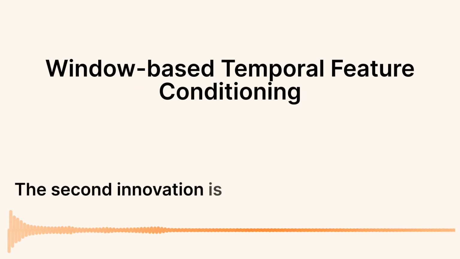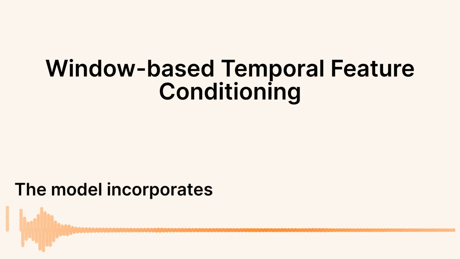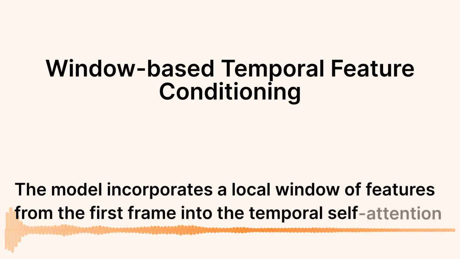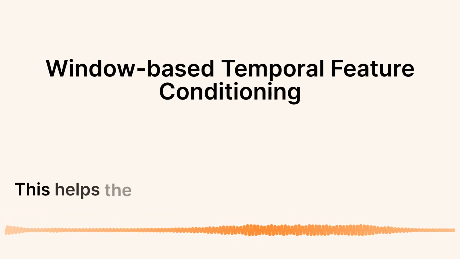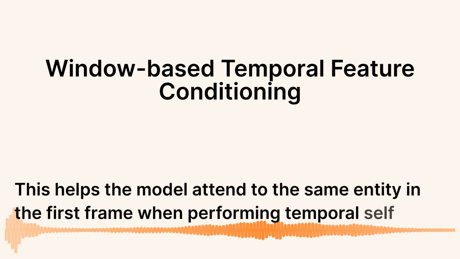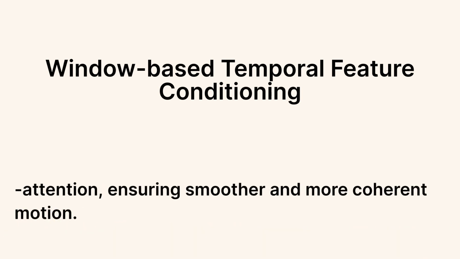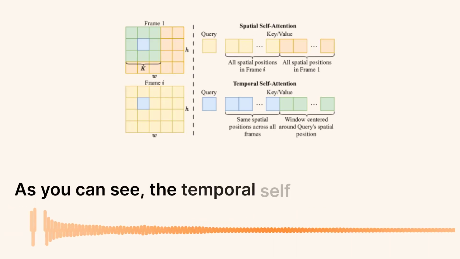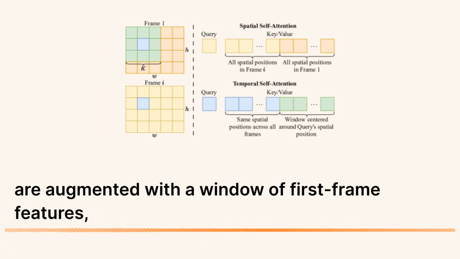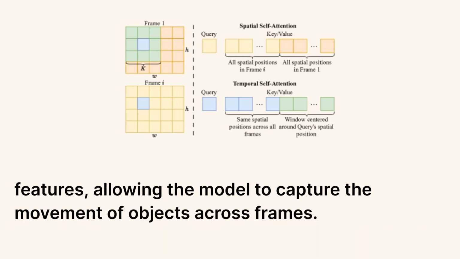The second innovation is window-based temporal feature conditioning. The model incorporates a local window of features from the first frame into the temporal self-attention layers. This helps the model attend to the same entity in the first frame when performing temporal self-attention, ensuring smoother and more coherent motion. As you can see, the temporal self-attention layers are augmented with a window of first frame features, allowing the model to capture the movement of objects across frames.